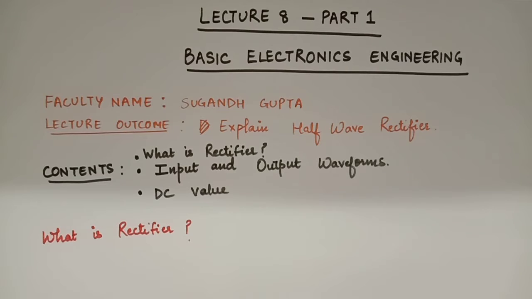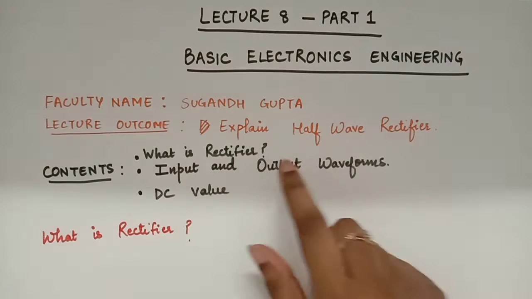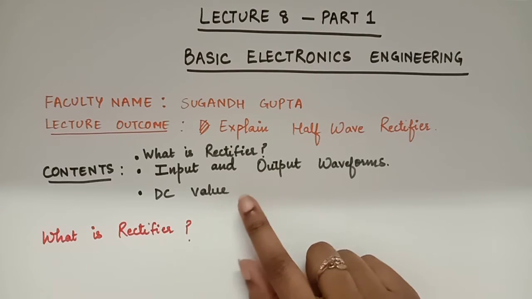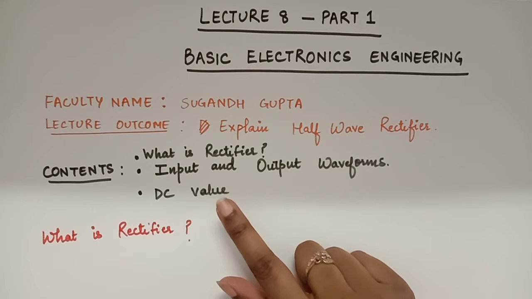In today's lecture we will discuss and explain half-wave rectifier. Before we start, first of all we must know what is a rectifier. Then we will draw the circuit diagram of half-wave rectifier and try to draw the input and output waveforms. And then we will calculate the DC value of the output waveform of half-wave rectifier.